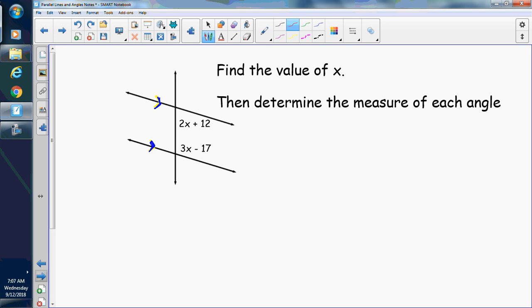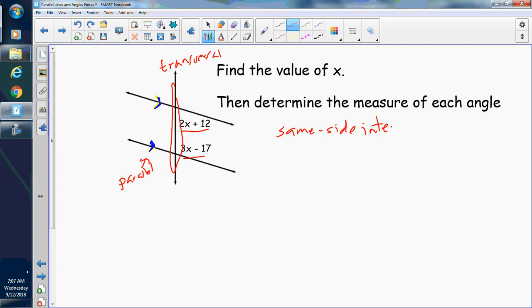In our final one, again, we can see the symbol for parallel. And we have the transversal. So these two angles, if we can identify the type, we know the relationship. Well, they're both on the right side of the transversal. They're both on the same side. So these are same side interior.